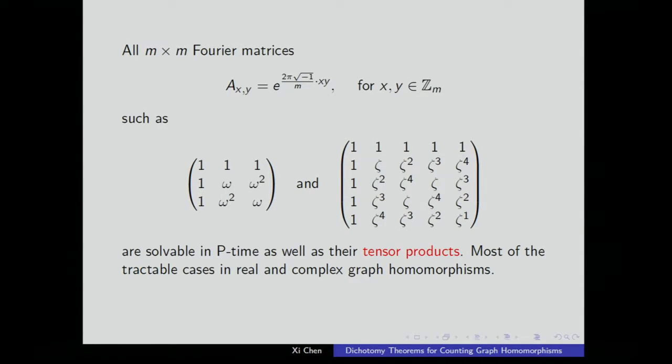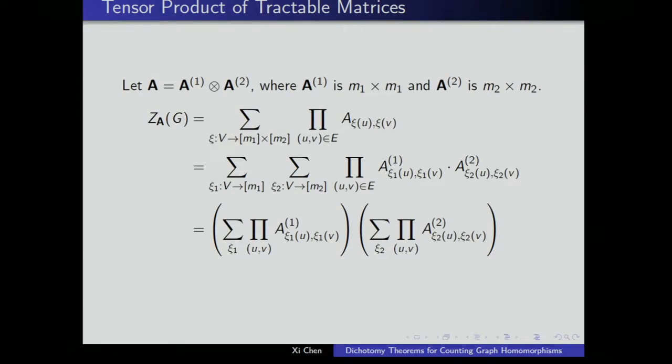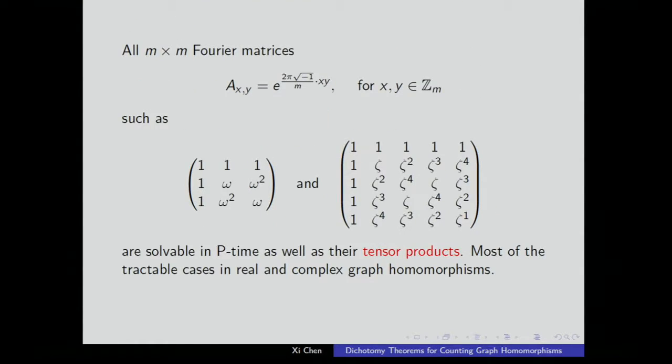Also, we can take tensor products of any of these matrices. I'm not going to do that, but it is just some calculation. If you have a tensor product, then you can write the partition function as the product of partition functions using the two matrices separately. So this, roughly speaking, covered most of the tractable cases in the real and complex graph homomorphisms or partition functions. Remember, I said earlier that most of the tractable cases are tensor products of Fourier matrices, and now we know they're all tractable.